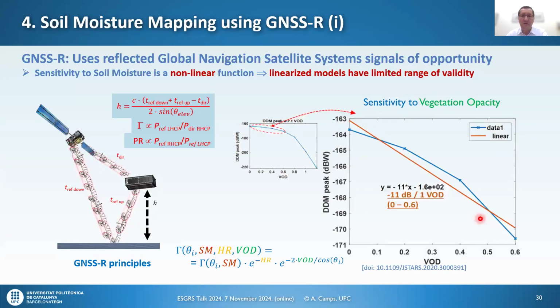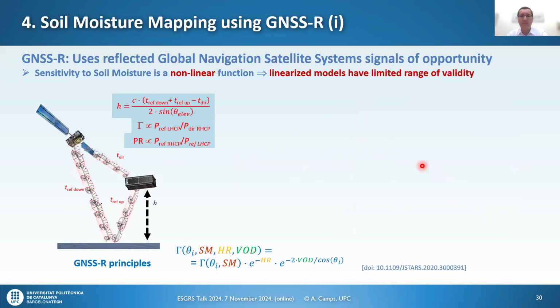And then you also have the effect of vegetation. Vegetation attenuates the signal. The signal, when it goes down and then it goes up, gets attenuated, and therefore you receive less power. So you need to compensate for that as well. And to do that, again, either you use multi-frequency measurements or you use other proxies like the NDVI.